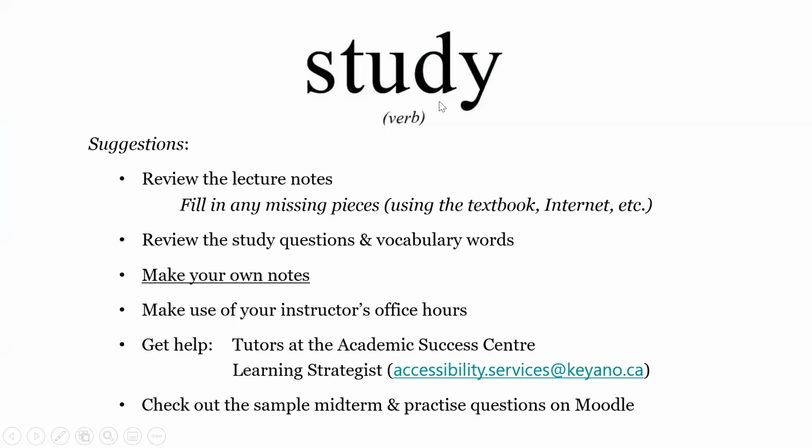So here are some tips. Review the lecture notes. I am going to use the lecture notes to form the basis of my tests. So if there's something I didn't cover that's in the textbook, it's probably not on the test. You can always ask me too, if you're not sure. So start with your notes and then start filling in missing pieces. You can use the textbook, the PowerPoints, the internet. There are lots of places you can fill in any missing pieces.